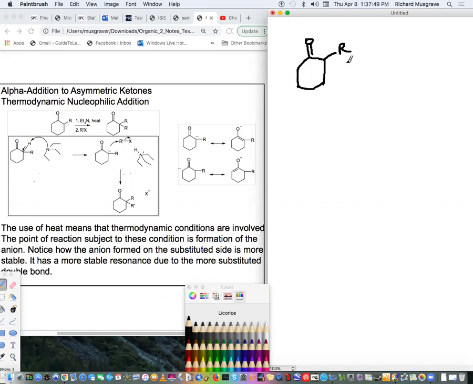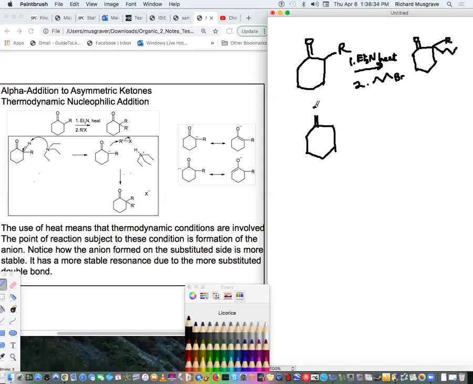This one is asymmetric. And it turns out, depending upon the reagents that we're using, in the first one, Et3N and heat, followed by an alkyl halide, we can get the one that has the alkyl group attached to the same carbon as the R.